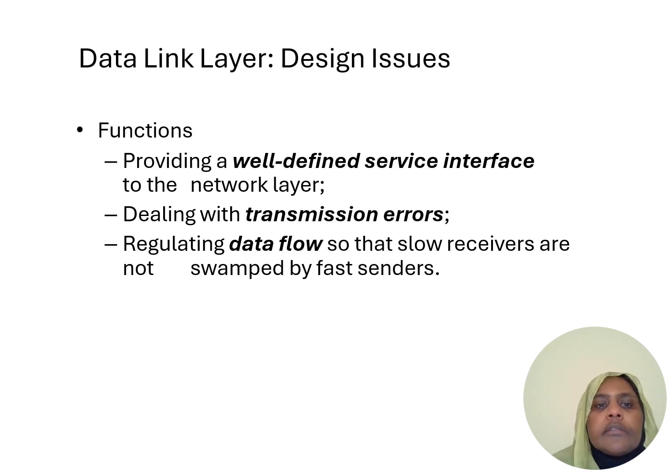The basic function of the data link layer is to provide a well-defined service interface to the network layer, through which it can obtain the services provided by the data link layer. It also has to deal with transmission errors, detecting them and correcting them if possible. It also needs to regulate the flow of data between a fast sender and a slow receiver so that the slow receiver won't be swamped by data.